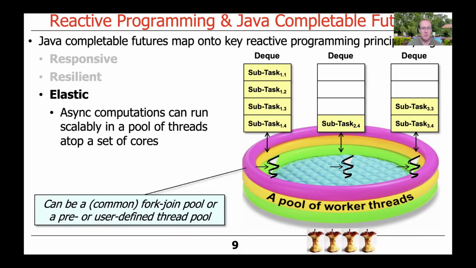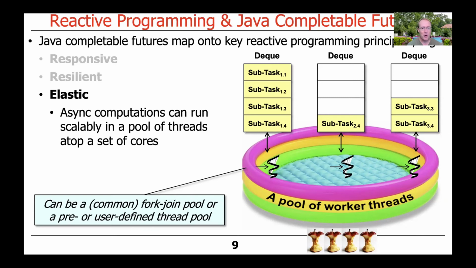With respect to elasticity, the asynchronous computations can run scalably in a pool of threads atop a set of cores. Once again, elasticity here is relating to a single computer, not a cluster of computers. And this is done, of course, in a way that's largely invisible by default by using the common fork join pool. So common fork join pool is the default execution context for running asynchronous operations in the Completable Futures framework.